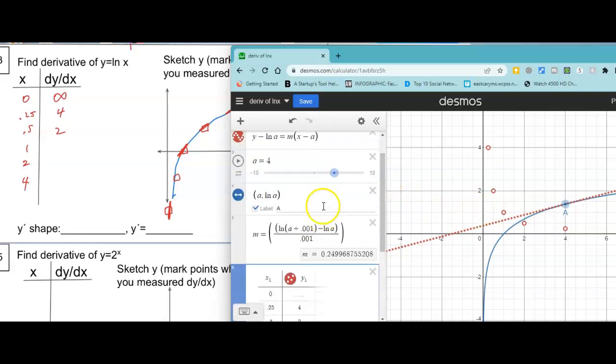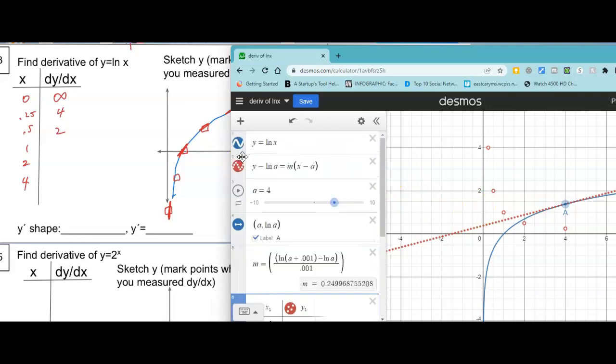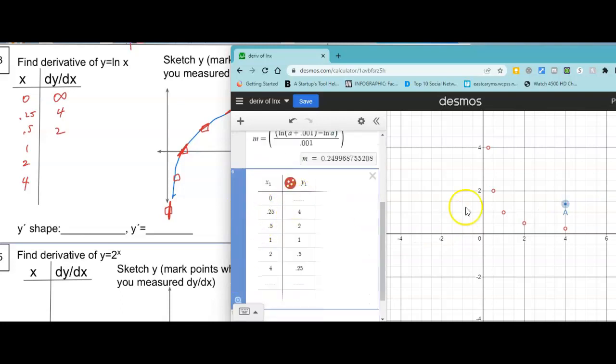Okay, now I'm going to turn off the original function and the tangent line. And then I'm going to leave on these points. So these points are the derivative points. Do you notice a relationship between the x's and the derivatives here? 0.25, 4, 0.5, 2, 1, 1, 2, and 0.5, 4, and 0.25.